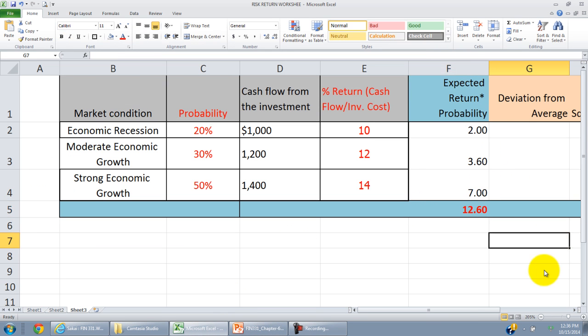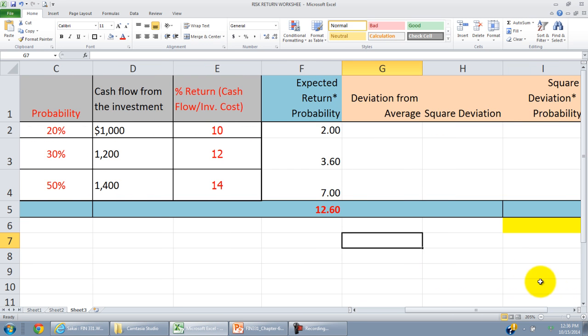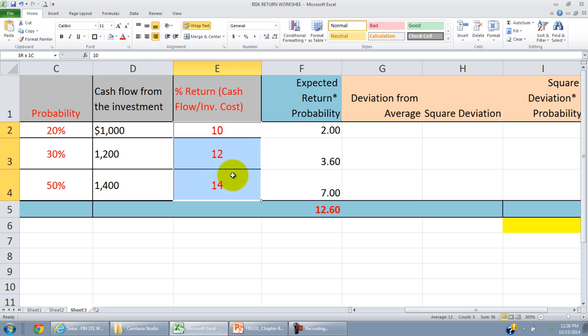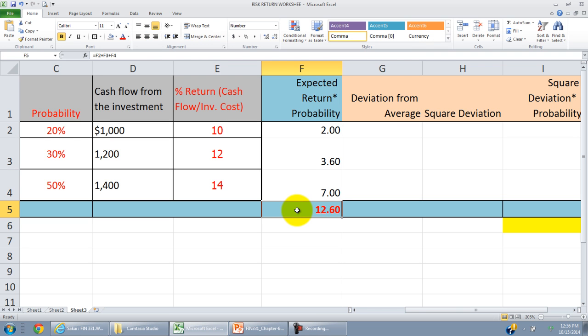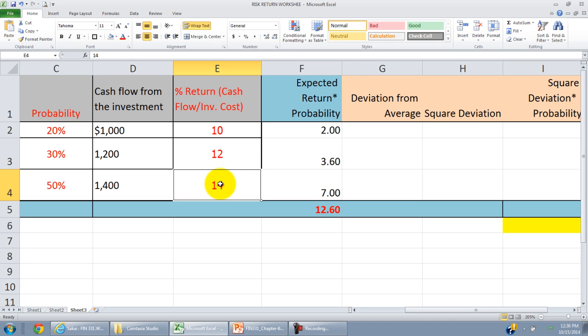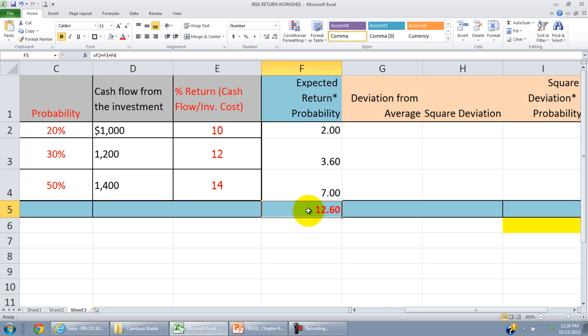Now the next step for us is to calculate the standard deviation. How can we do it? We have to go through a few different steps. First of all, we have to calculate the deviation of return from the average. Over here it is the individual return, this column. And here is the average return, or the expected rate of return for the next year. So we have to take the difference between the individual return and the expected rate of return right here.